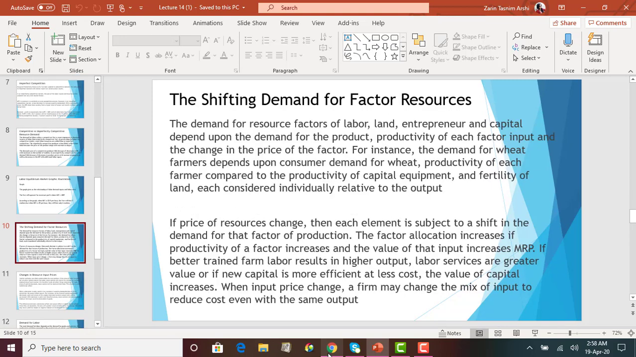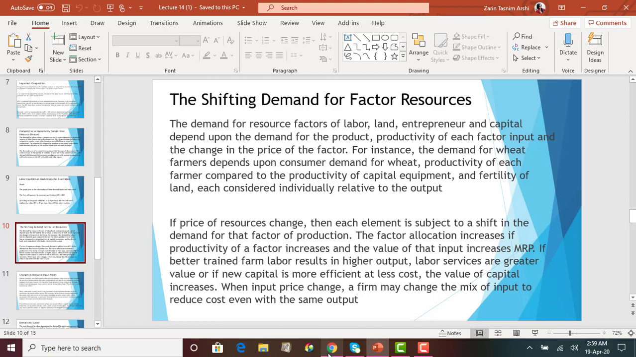Now, a couple of things we have to know is the demand for the resource factors of land, labor, entrepreneur, and capital. Basically, the demand for the factors of production depends on the demand for the product, as we said, the derived demand. It also depends on the productivity of each factor and the change in price of the factor. So there are three things. The demand for labor, let's say, will depend on the demand for that product, the productivity of labor, and the change in price of labor.